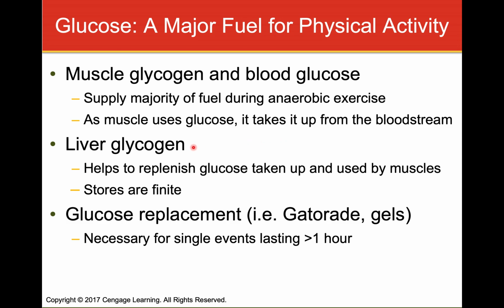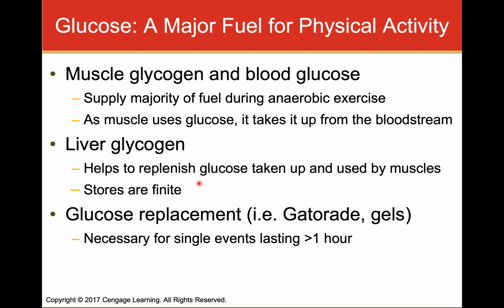Now, when this happens, the blood glucose is going to go down, and our body's going to do something to make sure that it goes back up. So what happens is we release liver glycogen, right? We have more glucose stored in our liver, and that's going to help to replenish the glucose taken up and used by the muscles. So the muscles use it, the bloodstream sends it to the muscles, the bloodstream becomes low, and so the liver releases and brings the bloodstream back up so it can support.